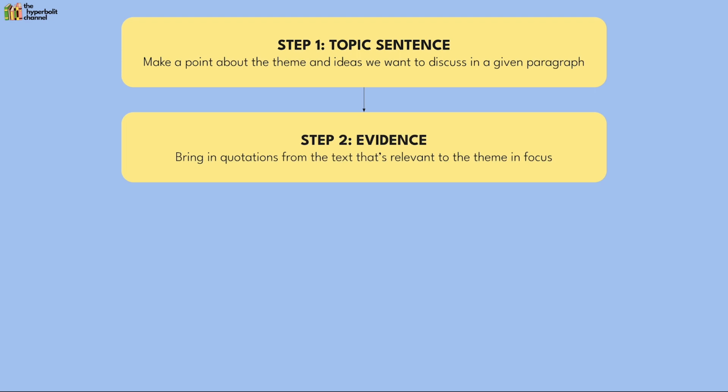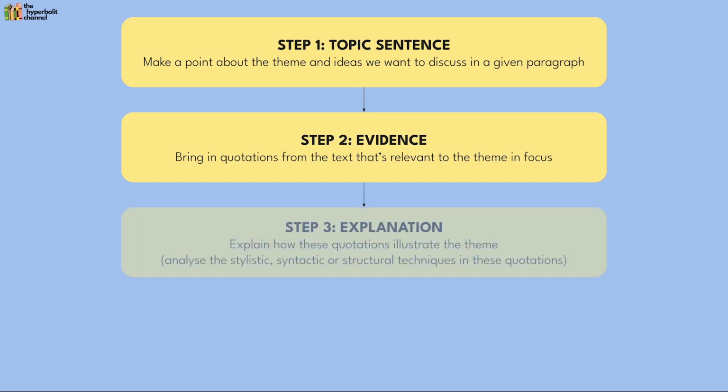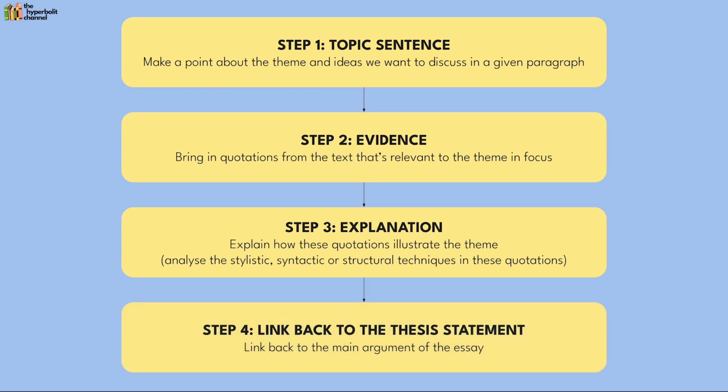Then we move on to bring in quotations from the text that are relevant to the theme in focus. Next, we explain how these quotations illustrate the theme, and in the case of lit essays, we would usually examine this by analysing the stylistic, syntactic, or structural techniques contained in these quotations. And finally, we will link all of this back to the main argument of the essay, which we should have already expressed in the thesis statement in the introduction.